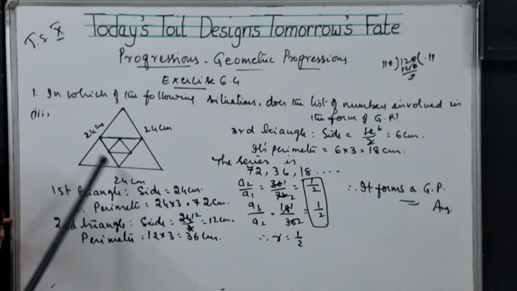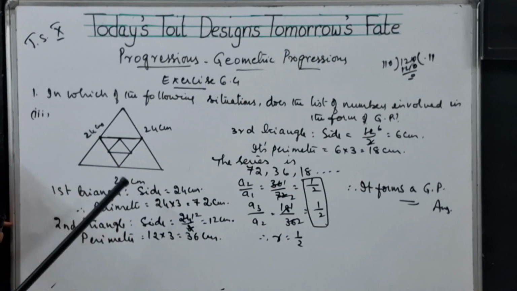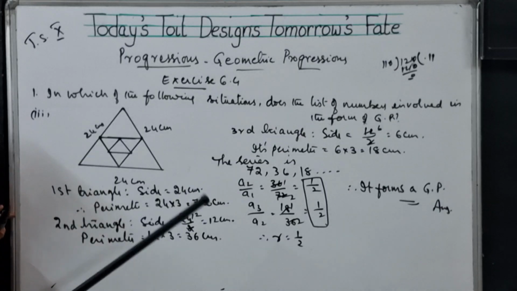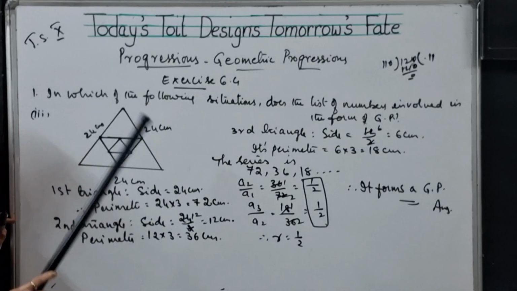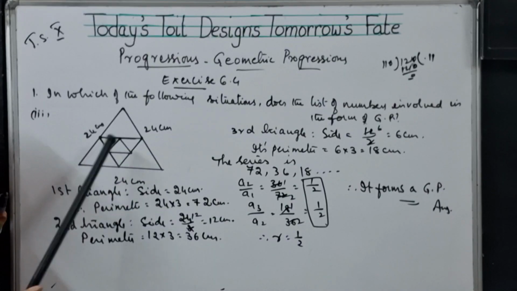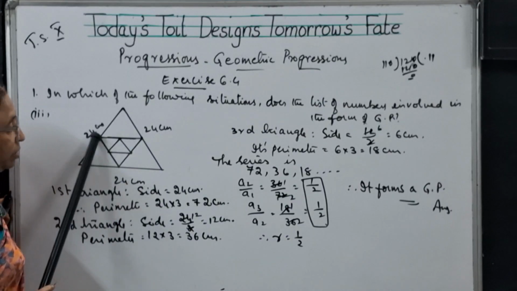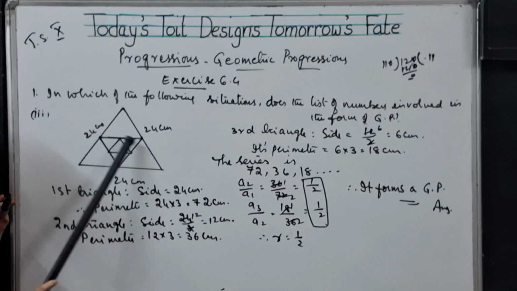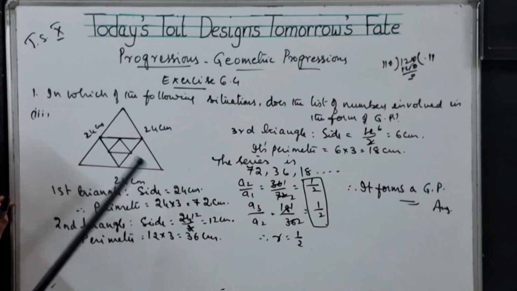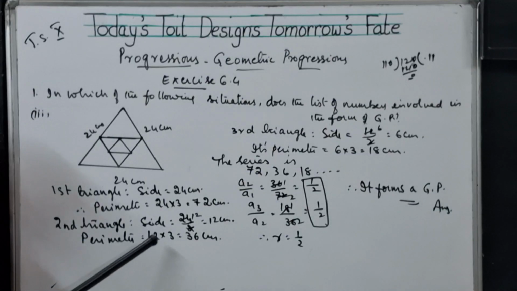This is a property, children, which you have learnt in your 9th class, as well as you have got it in your present 10th class in similar triangles. That BPT theorem we have studied. In that we have done, this is parallel to the third side, and also in 9th class we have studied that this is half of the third side. So 24 by 2, that is 12 centimeters. So perimeter is 12 into 3, 36 centimeters.